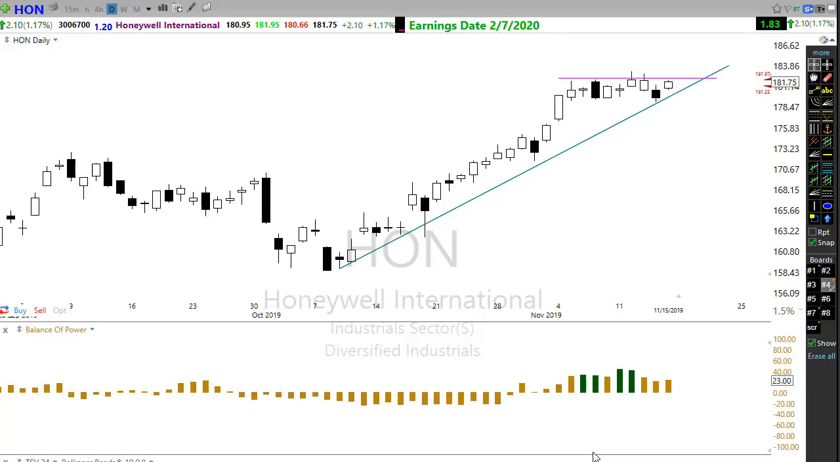Balance of power is indicating that there could be, not that there has to be, that there could be a high frequency trading firm or an institution that's building a position in Honeywell. Okay. Now, why would that be the case? Well, when an institution buys into a stock, remember, we're talking about companies that'll put $30, $40, $50 million into a single stock.